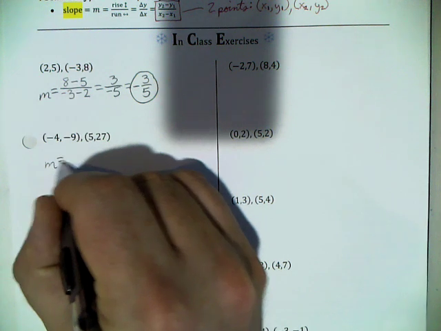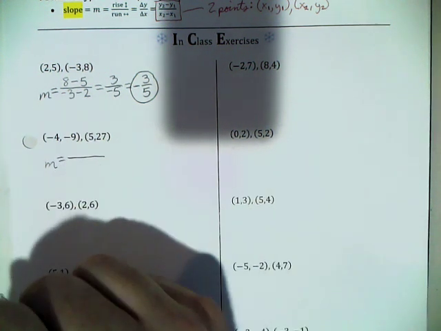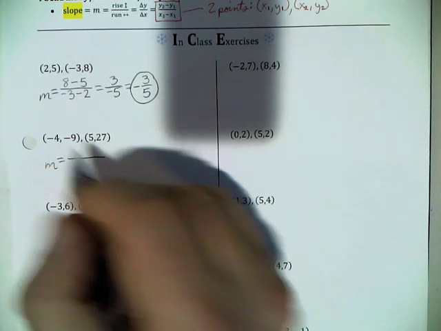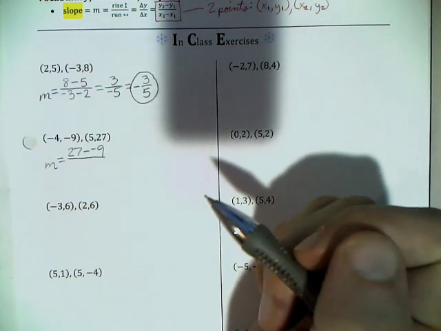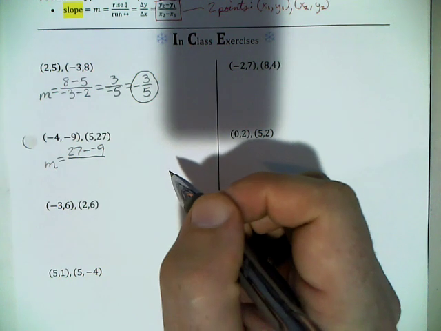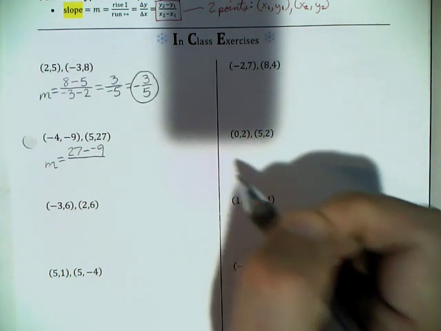Second example, m equals y sub 2 minus y sub 1. So the second y value, 27, minus the first y value, negative 9, and then that's going to be over x sub 2 minus x sub 1.